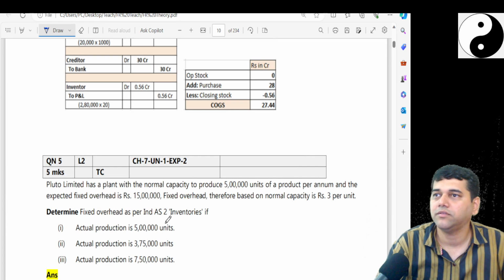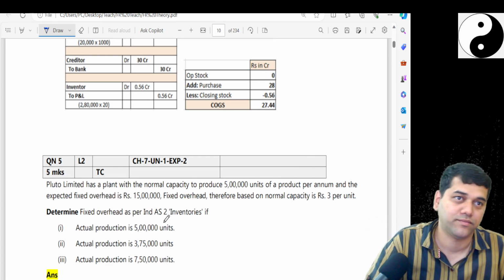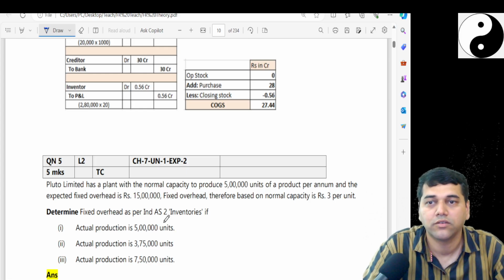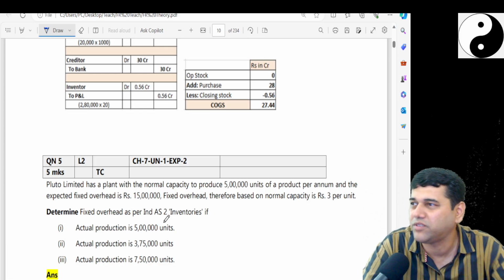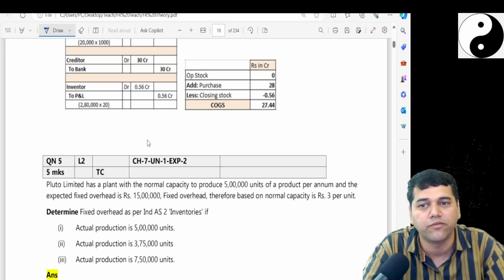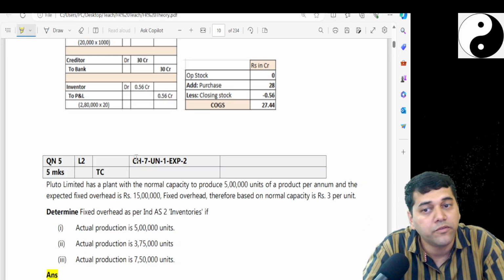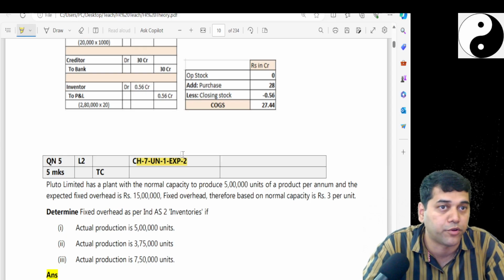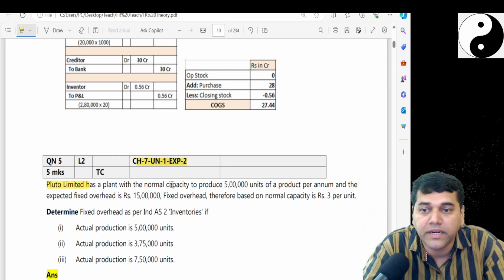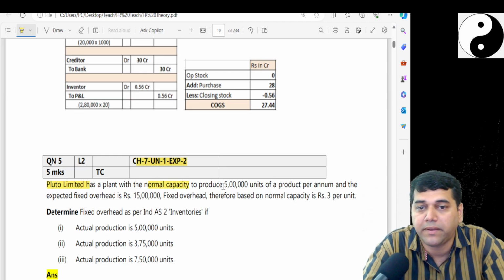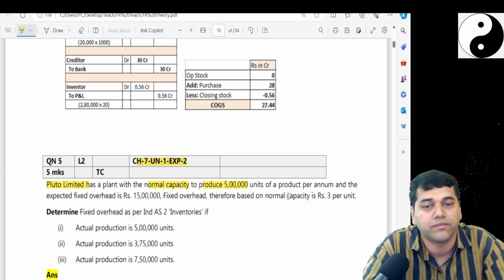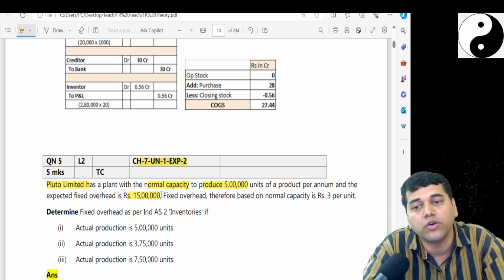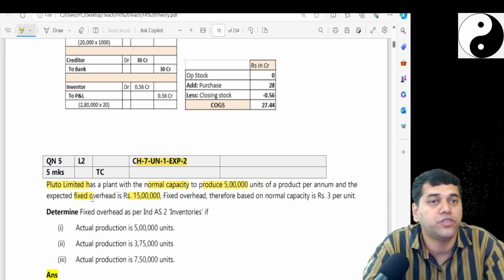Yes, now the overhead allocation. I'll take it theoretically, because anyhow you can practice this question. This question has already come for the exam, and it has come when it was sitting as an example. Understand? So they will ask you questions from examples also. Pluto Limited has a plant with the normal capacity to produce 5 lakh units, and the expected overheads is 15 lakhs.